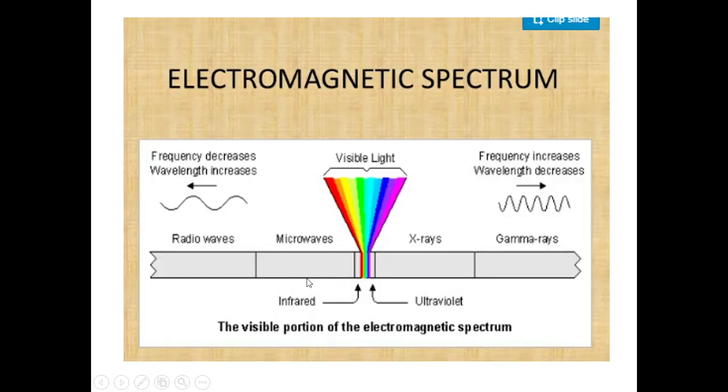And in short, you can remember it this way: beyond this part, the visible light radiations, the wavelength will increase with decrease in frequency. Since you have seen c equals nu lambda, wavelength increases with a decrease in frequency. Here, the wavelength decreases with increase in frequency.